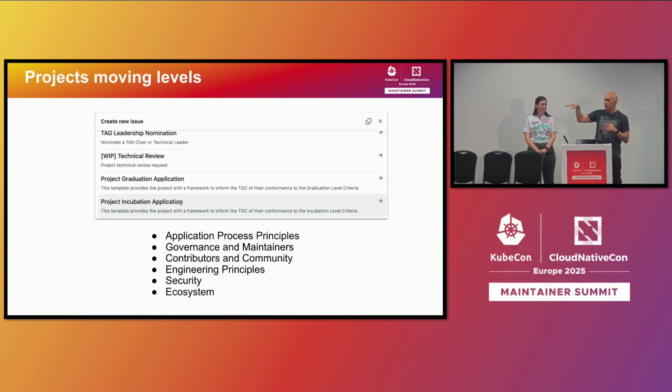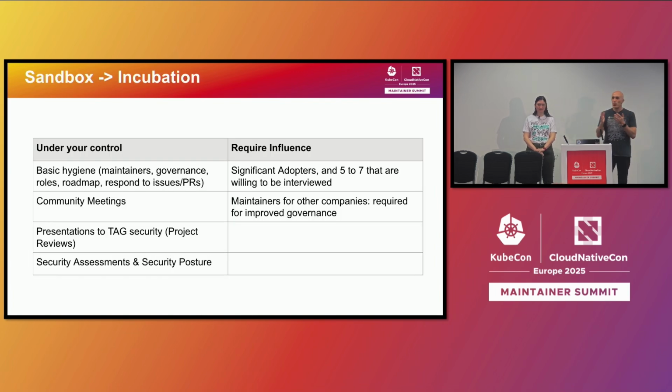So you create an issue, and you need to check all the things you comply with, which makes it simpler. Those are the categories of things that you need to consider: application process principles, governance, maintainers, contributors and community, engineering principles, security, and ecosystem. And for all of them, there are some suggested and required items. And this is our view of how they work. Some of them are under your control, things that just work, you need to do it. It takes time from the project team to prioritize those things. So basic hygiene in the repositories with the right documents and the right artifacts, have meetings with the community, present to the tag security team and also do project reviews with them.